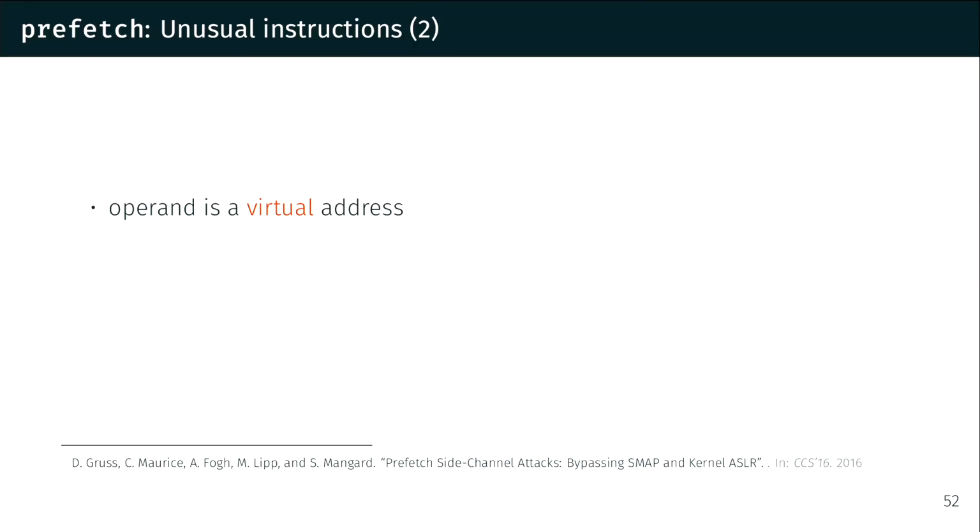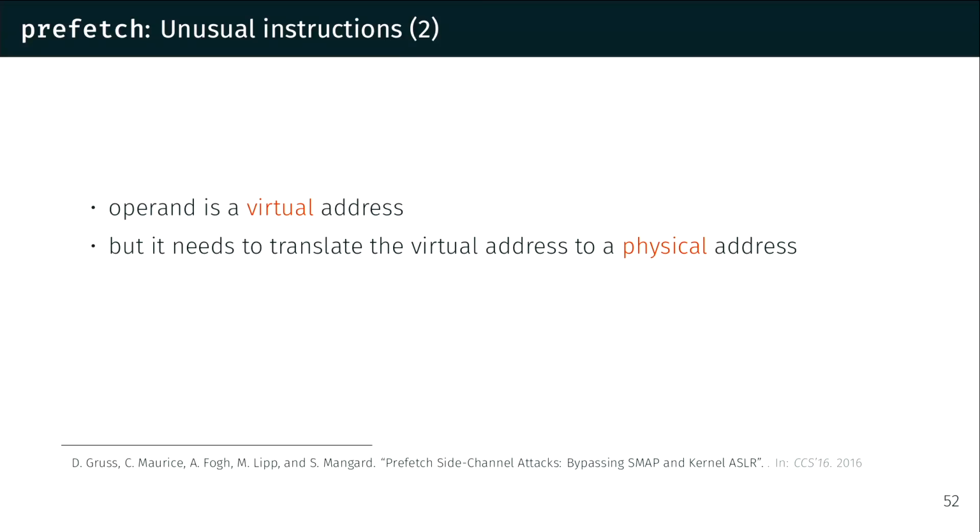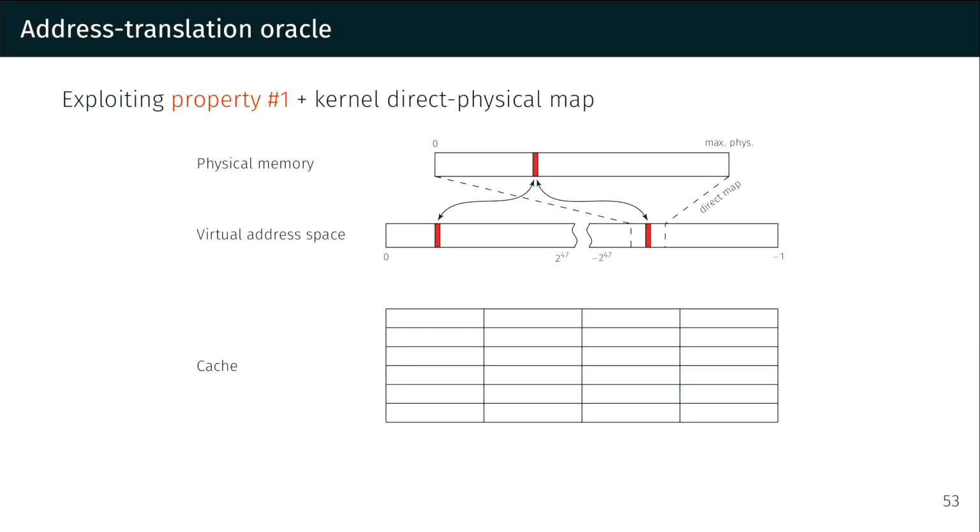The second interesting thing is that the operand is a virtual address. So every time you execute this instruction, the CPU has to go and check, okay, what physical address does this virtual address correspond to? So it has to do the lookup with all those tables we've seen earlier. And as you probably have guessed already, the execution time varies also for the prefetch instruction. And we will see later on what we can do with that.